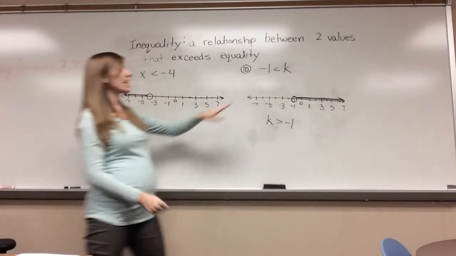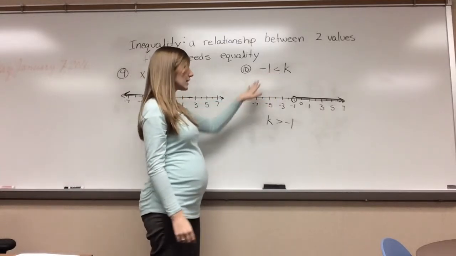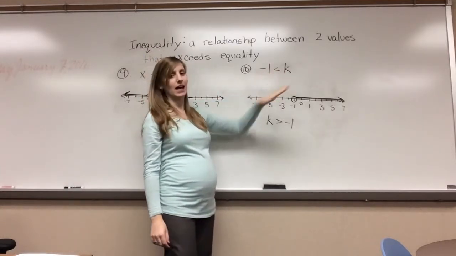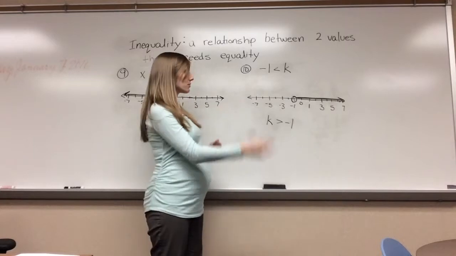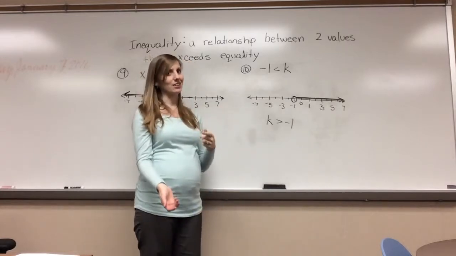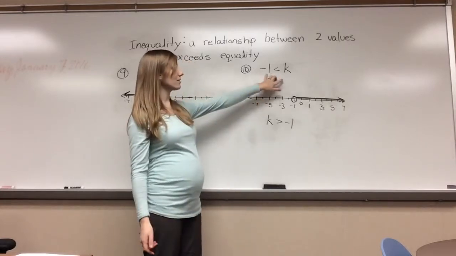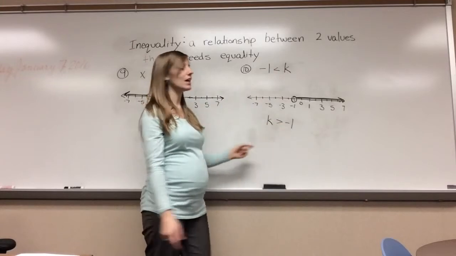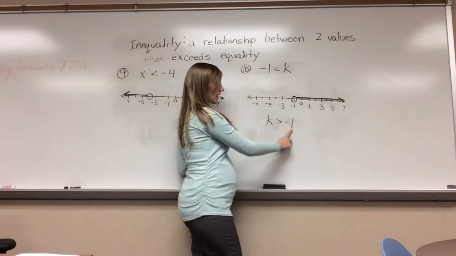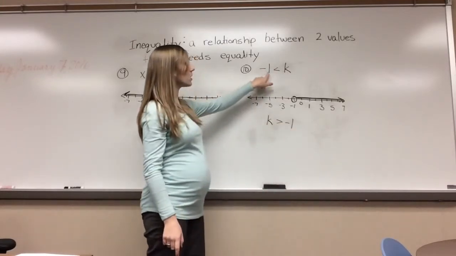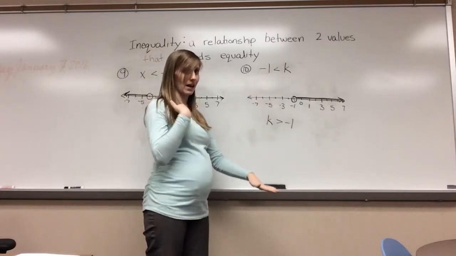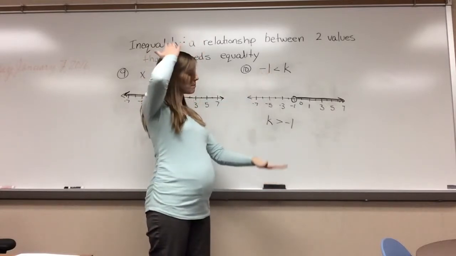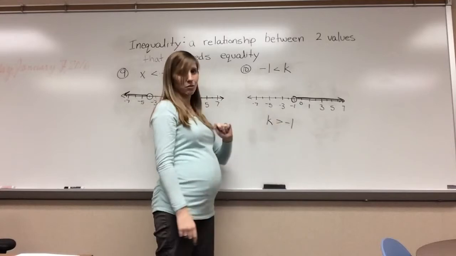For problem number 10, we have -1 is less than k. So our letter is on the right-hand side, which I don't like it to be there. So I went ahead and flipped my inequality. I put the k first and then the -1. If -1 is supposed to be smaller than k, then k must be bigger than the -1.